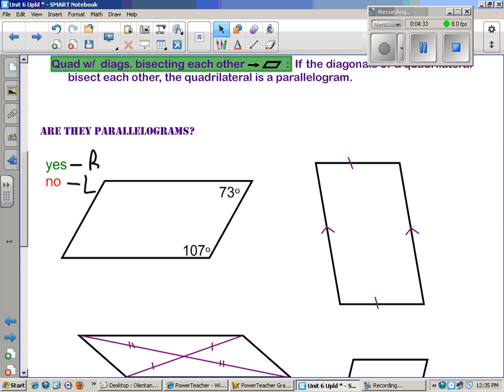All right. Next one. Is it a parallelogram? Right for yes, left for no. I still have a couple more people that need to decide. I have to pick on someone. Maria, why?